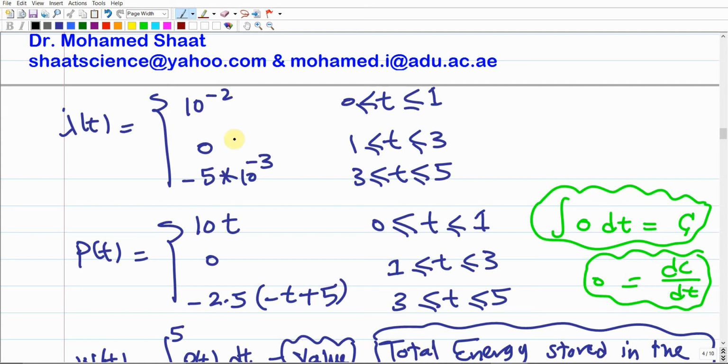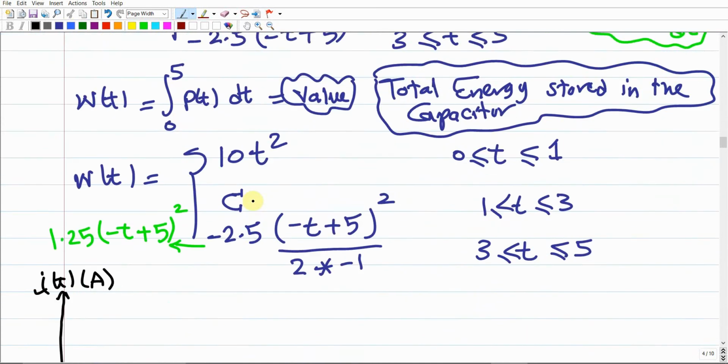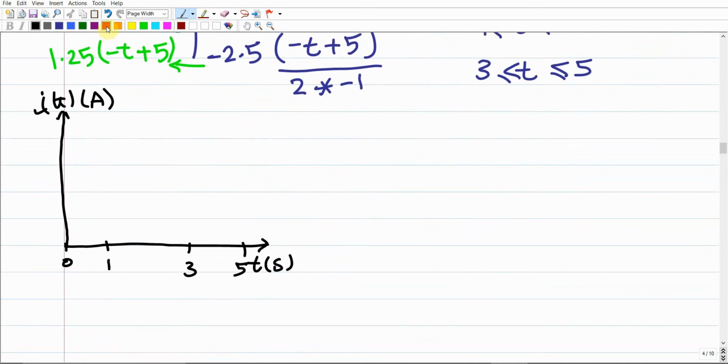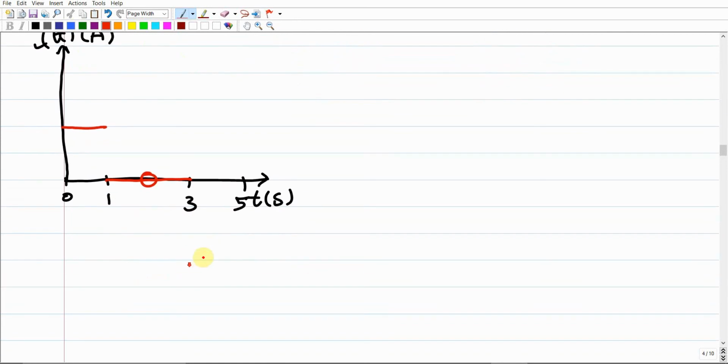So the current will be represented as a constant function with this value within this time period, and 0 within 1 to 3, and within 3 to 5, it should be negative 5 times 10 to the negative power 3, right? So it means that the current will be simply represented as a constant function within the period 0 to 1, and 0 within 1 to 3, and it should be negative 5 times 10 to the negative 3 within 3 to 5.